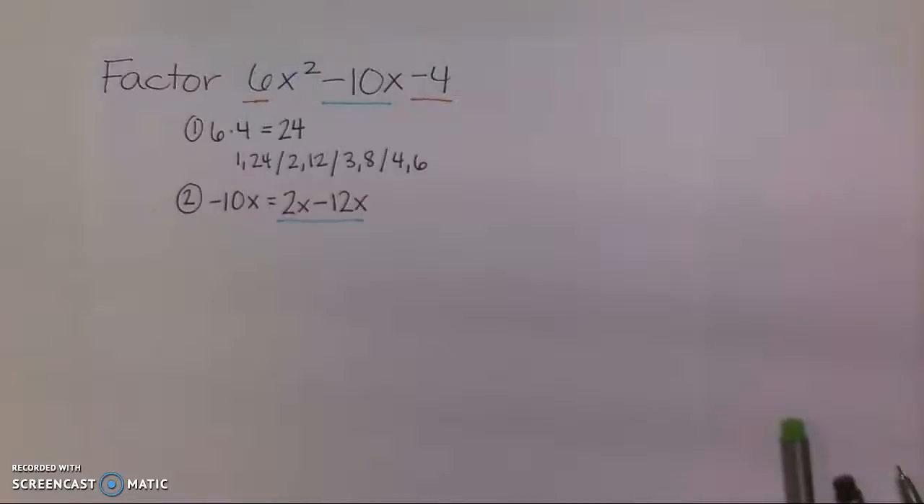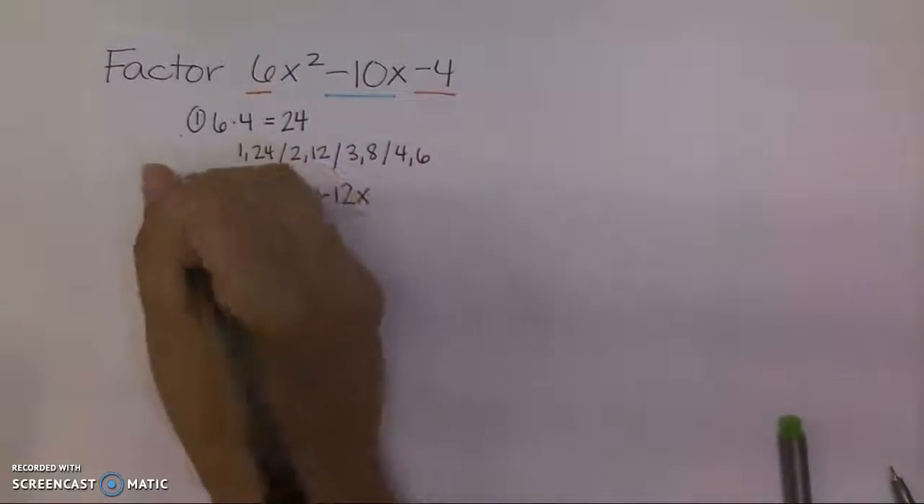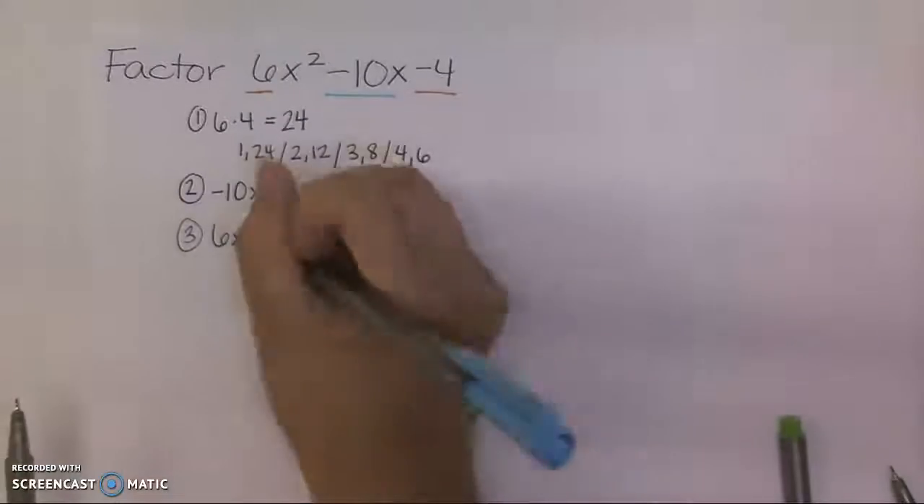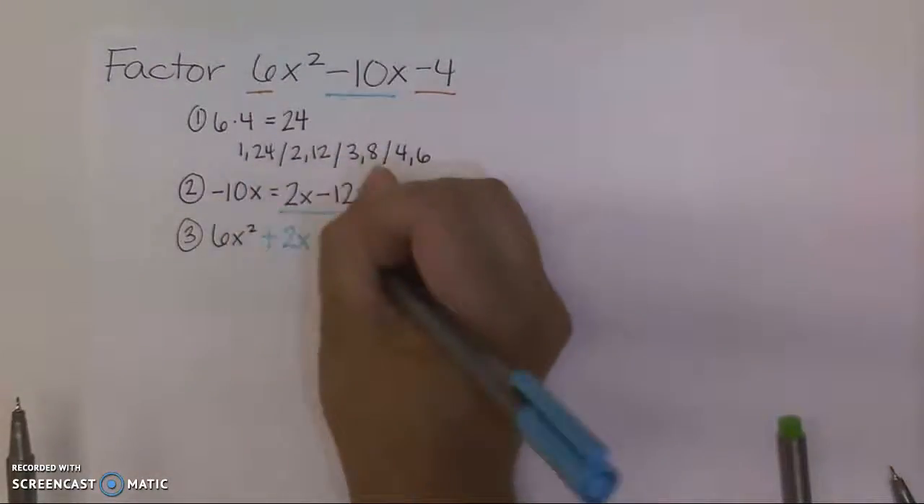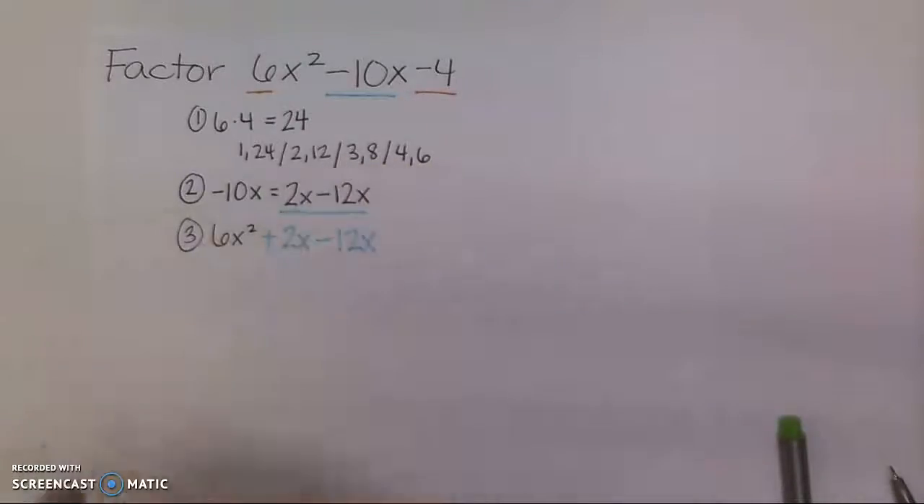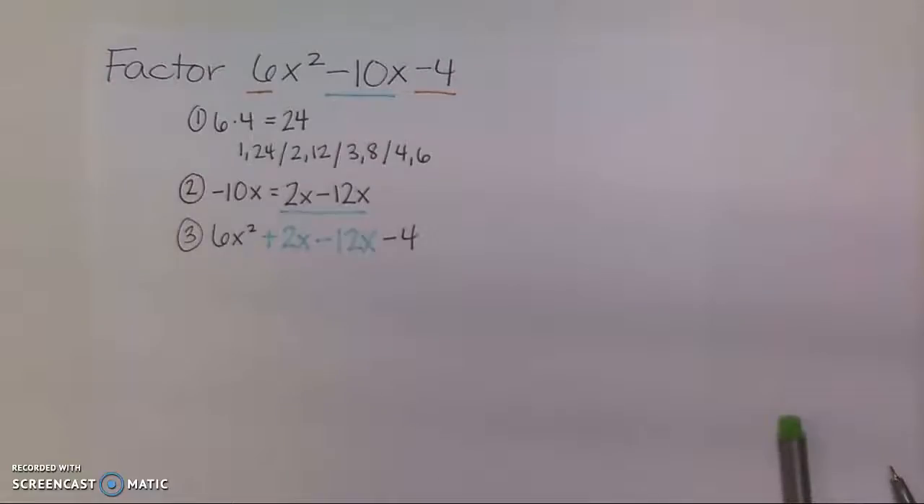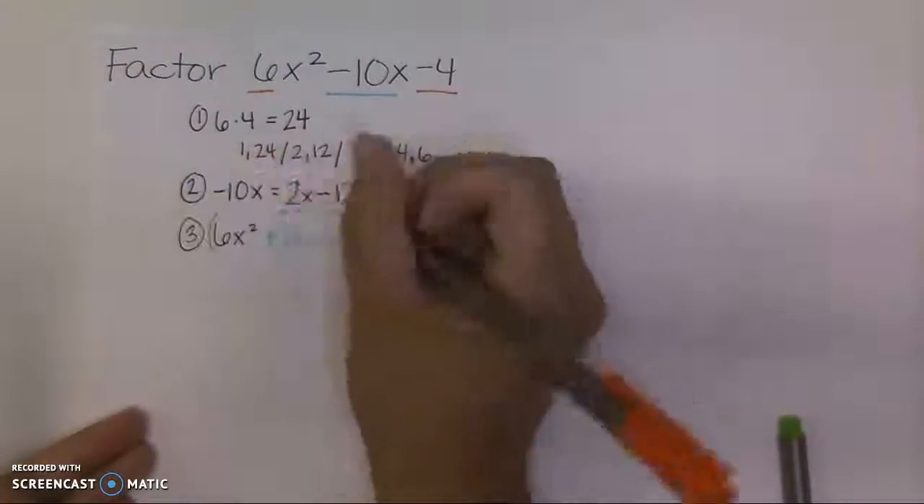So when I rewrite this, which I'm about to do right now, I'm going to replace that 10x with 2x minus 12x. So here I go. 6x squared, and then, like I said, I'm going to replace it with 2x minus 12x, minus 4. Okay, so now we've got a 4-term expression.